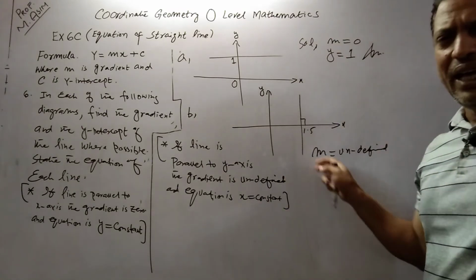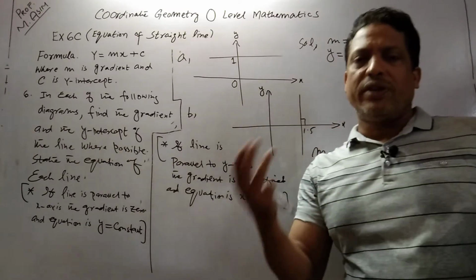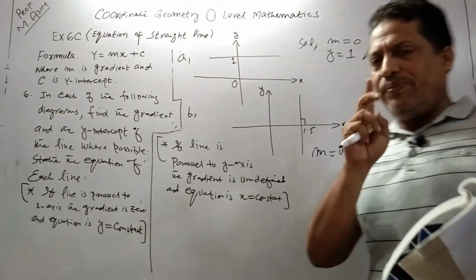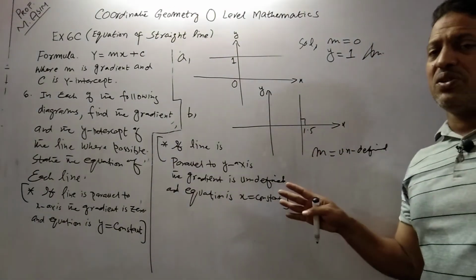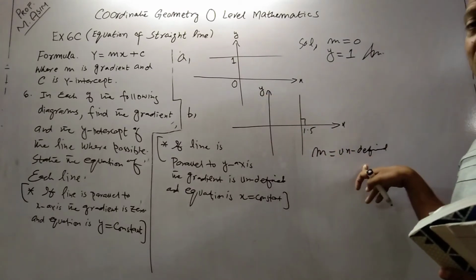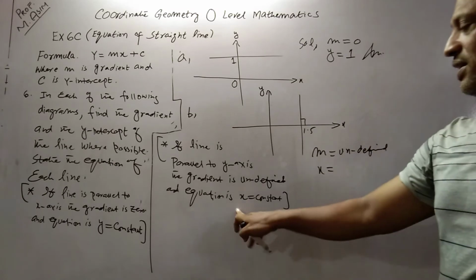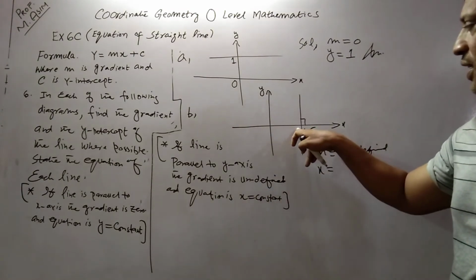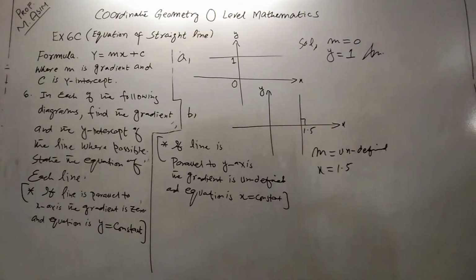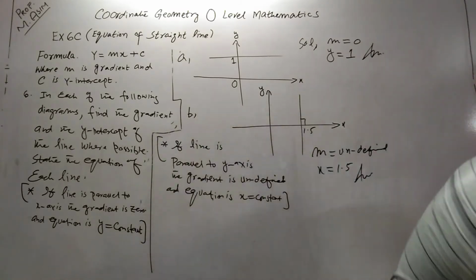How we say the gradient is undefined, how to say, this is beyond your scope, you will study deeply in A levels, but at this stage you must know, if the line is parallel to y-axis, the gradient is undefined, and the equation of the straight line is x is equal to constant. What is constant? Your x-intercept. X-intercept is 1.5. So this is our final answer. I hope you understand. See next part.